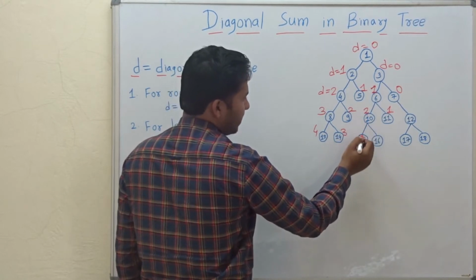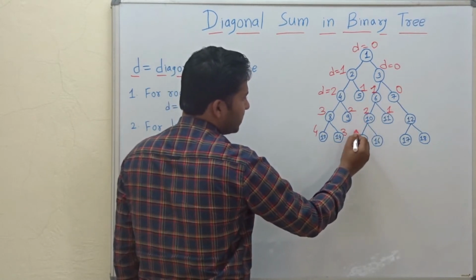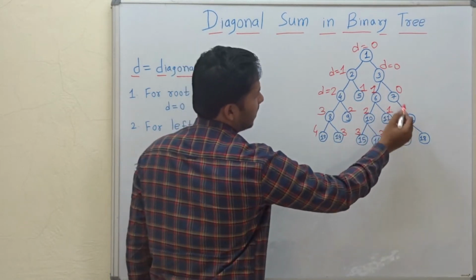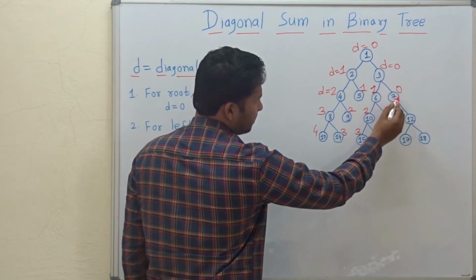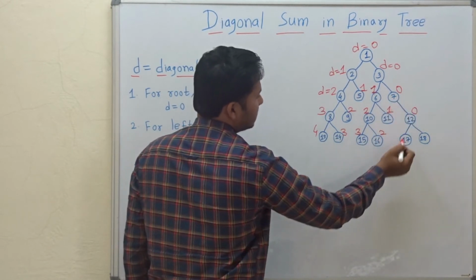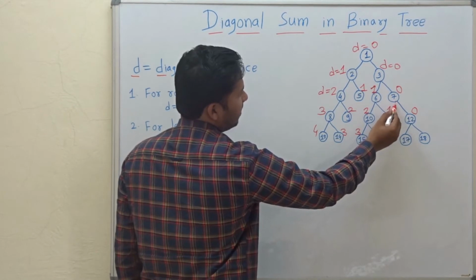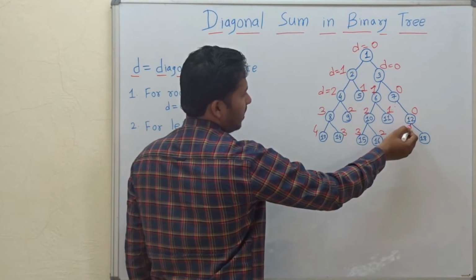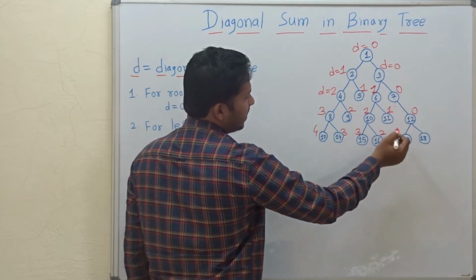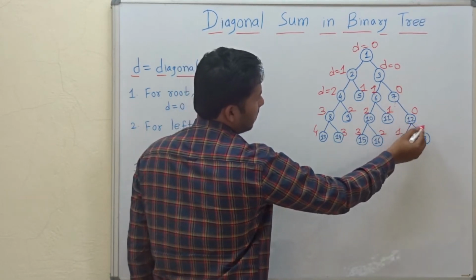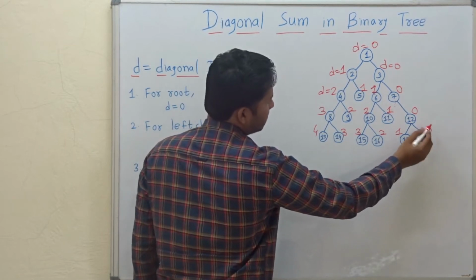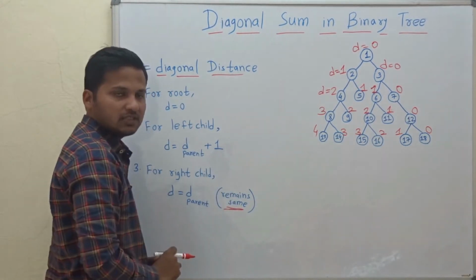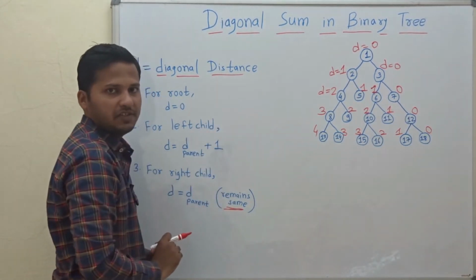Now for left child here for 15, 2 plus 1 is 3. And for right child it will remain same. Again for right child of 7 is 12, so it will remain same. 7 doesn't have left child, so no need of assigning any distance. Now for 12 left child is 0 plus 1, 1, and right child is 18, it will remain same. So this is how we assign the diagonal distance for each node in this binary tree.